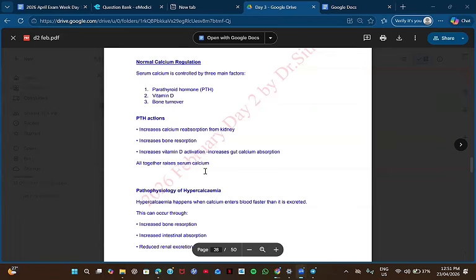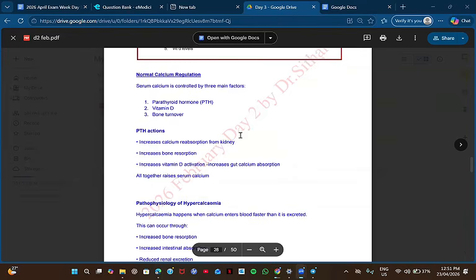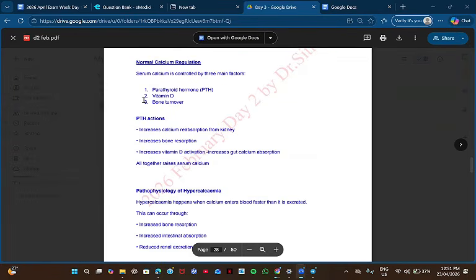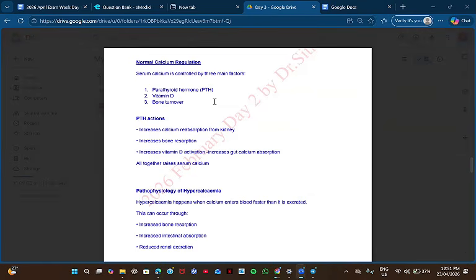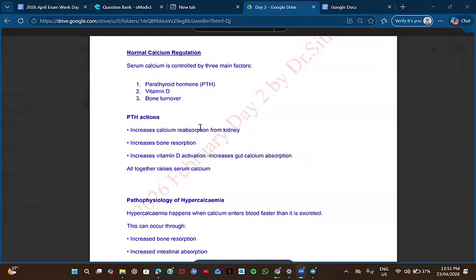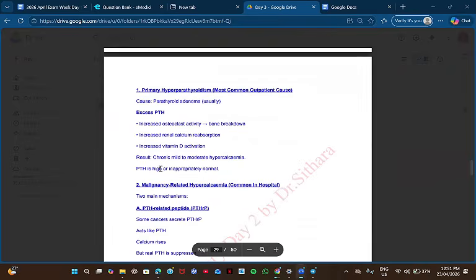So you all know what normal calcium regulation is. You have not missed too much, doctor. We are still on the first question, okay? So you should know about normal calcium regulation, right? It's from parathyroid hormone, vitamin D, and bone turnover. Everything is basically controlled by the parathyroid hormone. As I mentioned previously, the function of parathyroid hormone indirectly affects vitamin D and bone turnover as well. Here I have explained parathyroid hormone function.